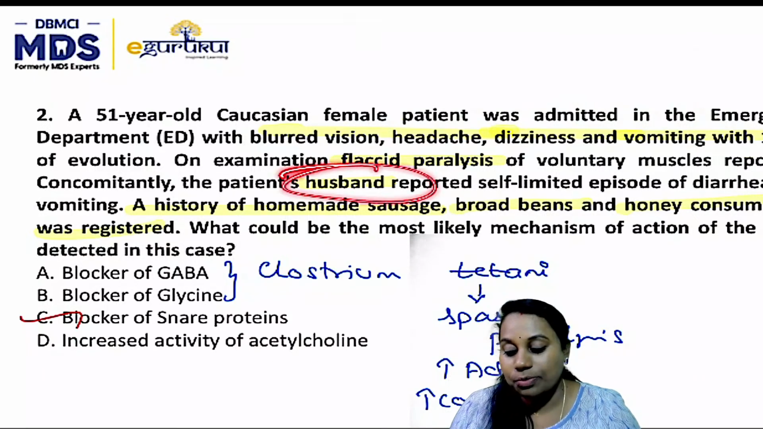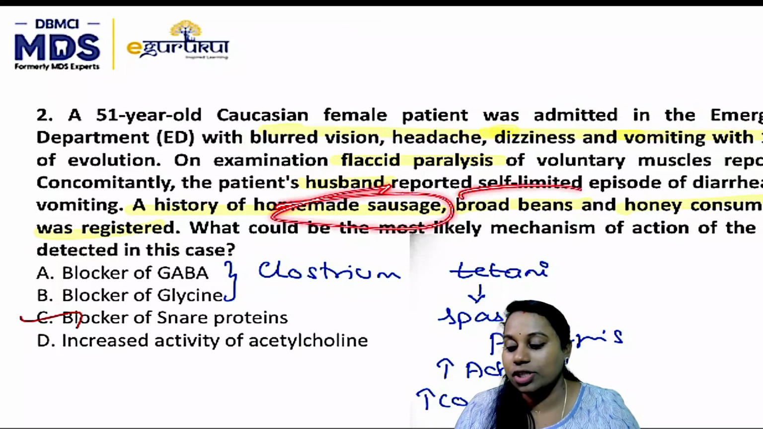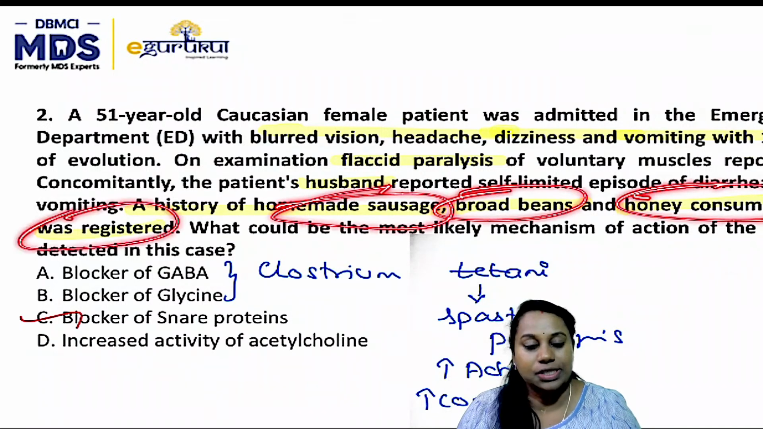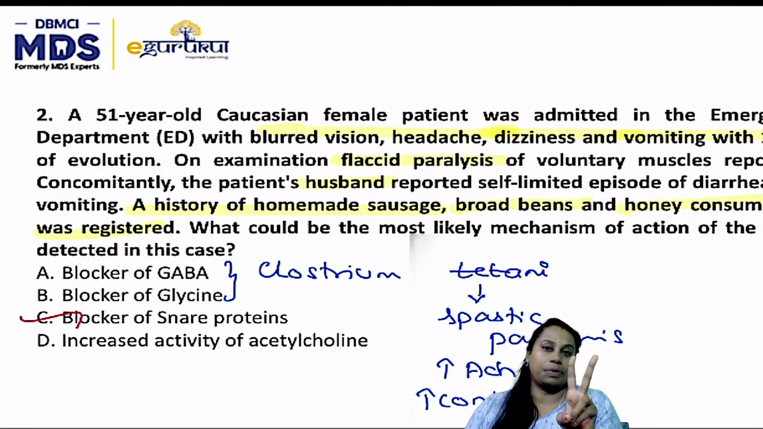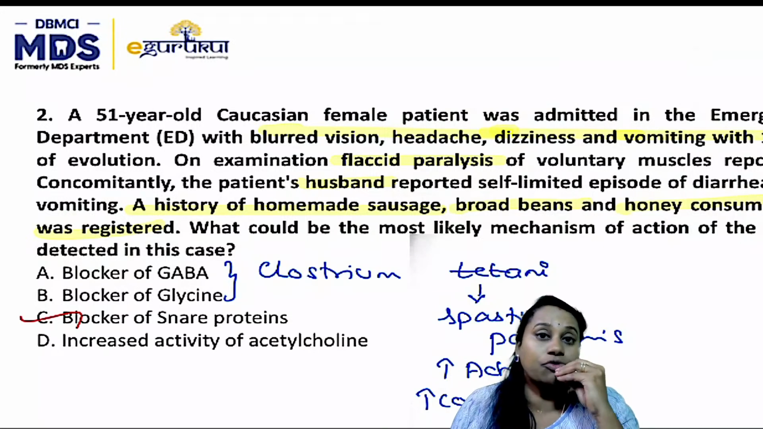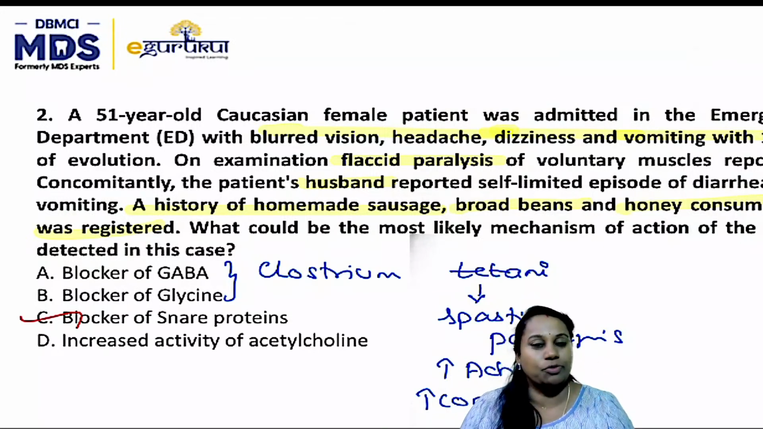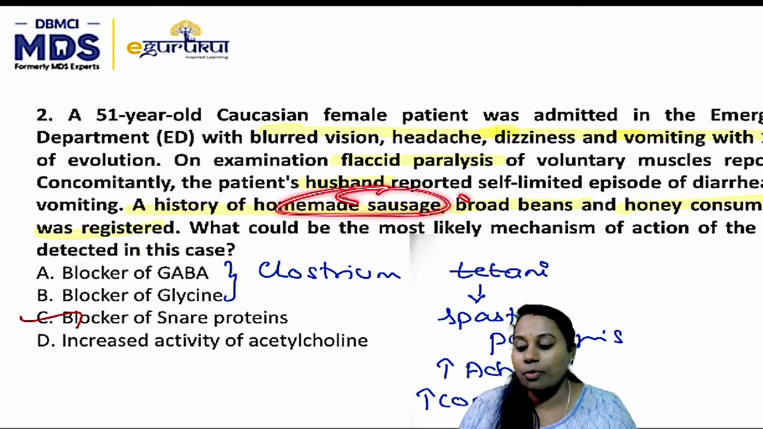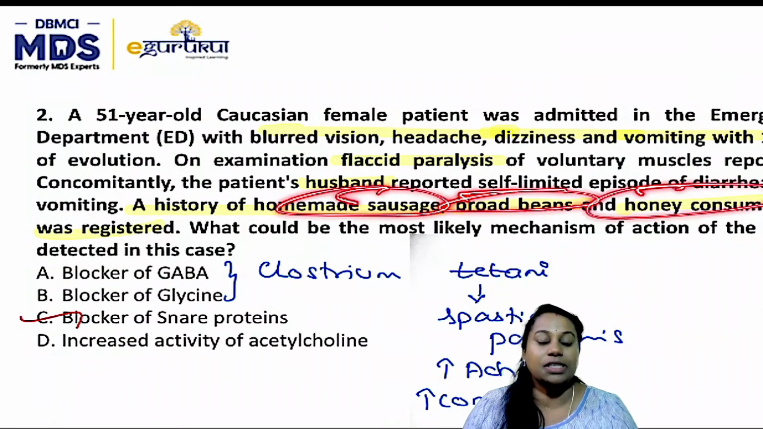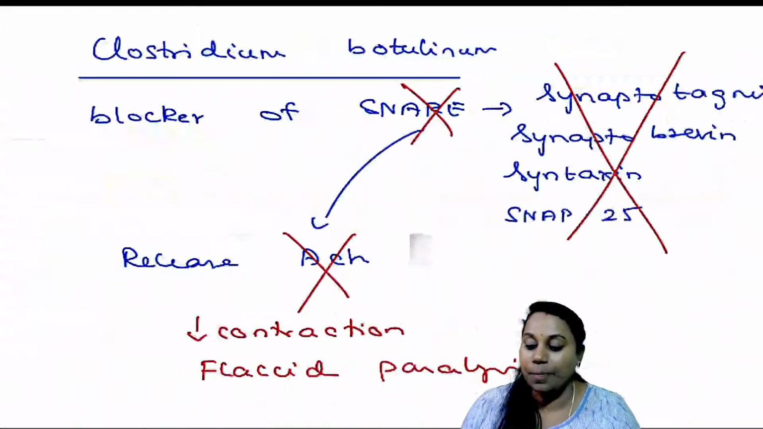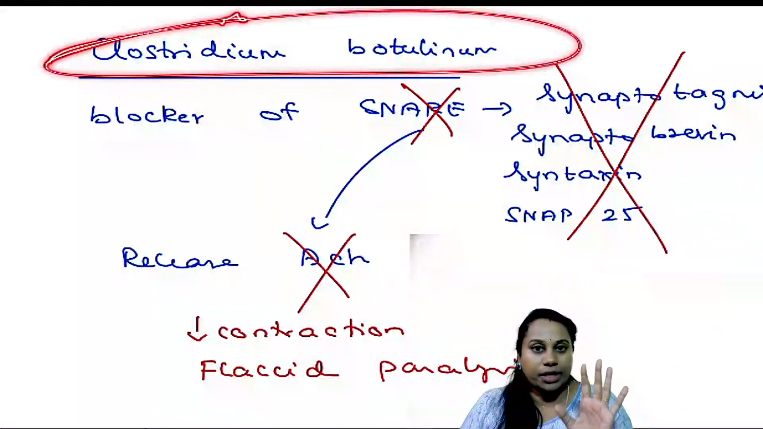And the husband is also reporting the same. A history of homemade sausage, broad beans, honey consumption was registered. It means both these people, husband and wife, have eaten the same food from the same house. So it's a case of food poisoning. Poisoning which is very common in sauce bottles, honey consumption, is Clostridium botulinum poisoning. So it's a case of Clostridium botulinum poisoning.